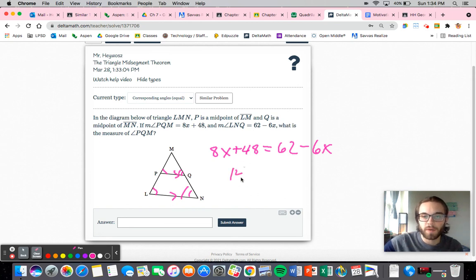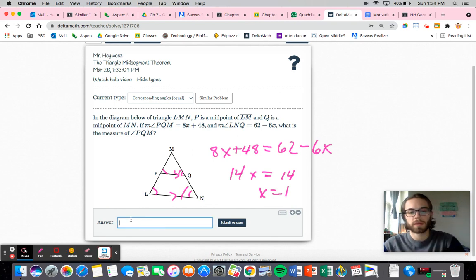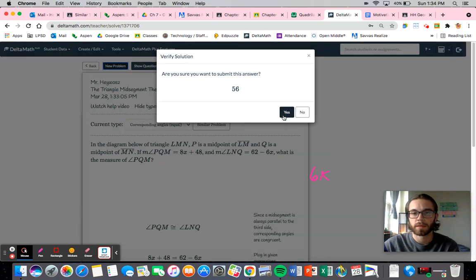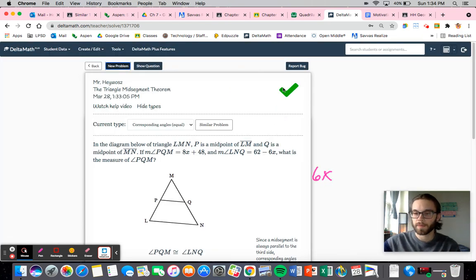All right, so that makes that 14x equals, and if I subtract that, I actually believe that is going to be 14. So x will equal 1. I plug it in. 8 plus 48 is going to be 56. So the answer should be 56. Remember, you have to plug it back in. And there you have it.